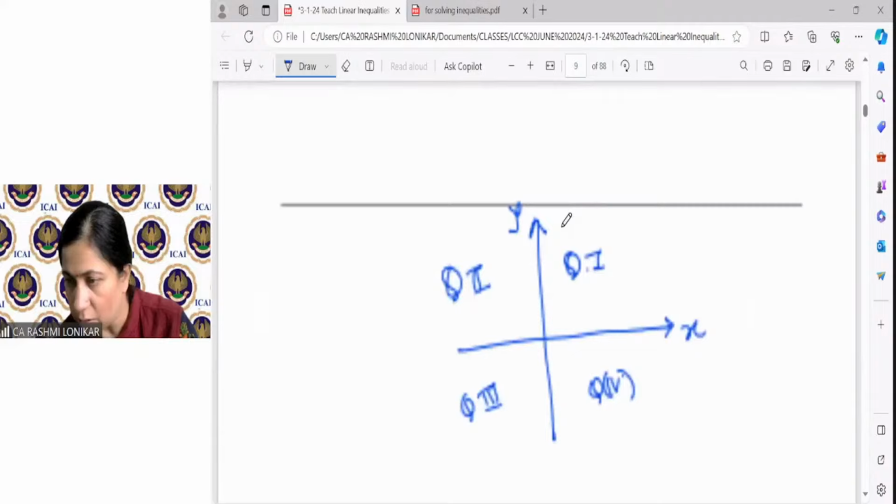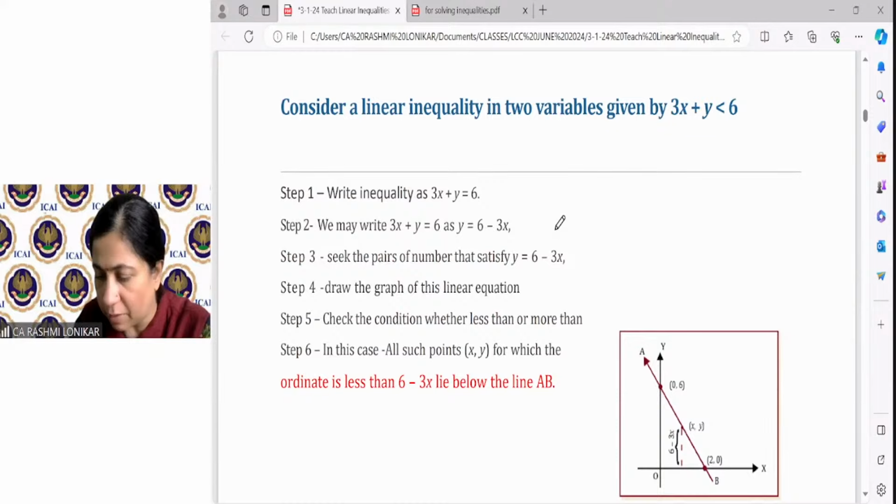Now, let us go to this sum. It is a solved example.